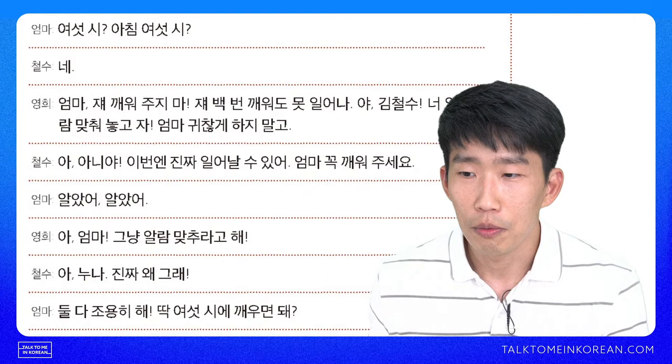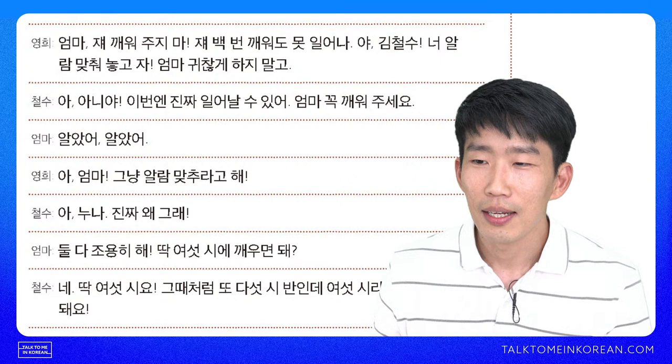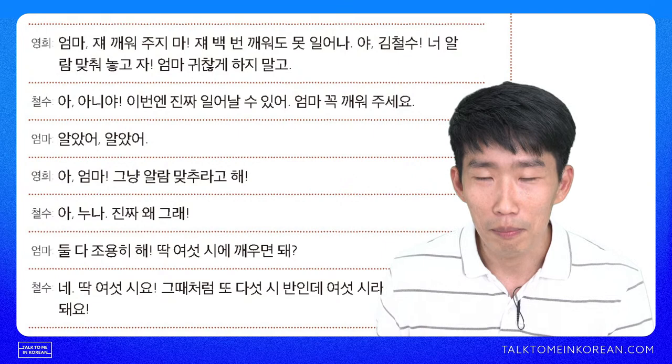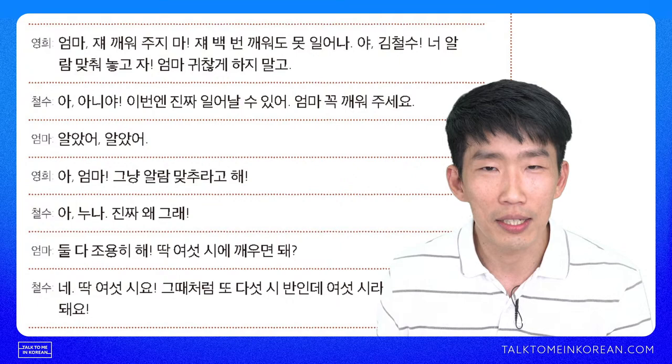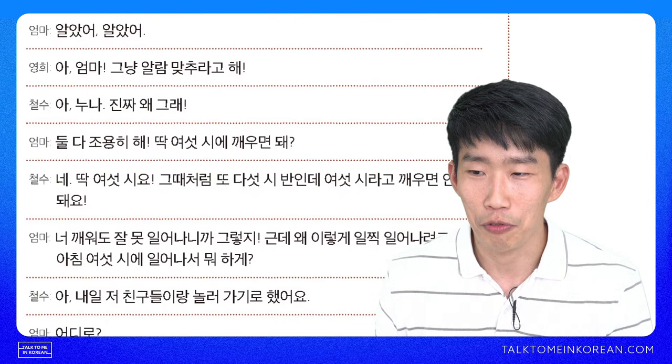Mom says, you know, mothers being mothers, 알았어, 알았어, got it, okay, 알았어. 영희 is frustrated. 아, 엄마, 그냥 알람 맞추라고 해. Mom, just tell him to set the alarm. And then 철수 says, 아, 누나, 진짜 왜 그래? What's wrong with you? Why are you like that? And then mom is also frustrated at both of them.